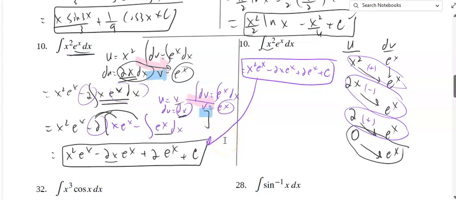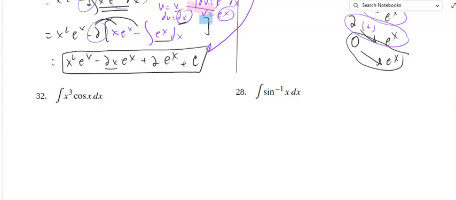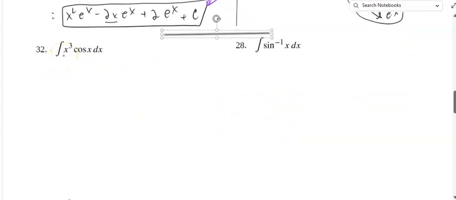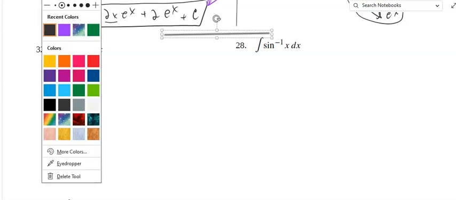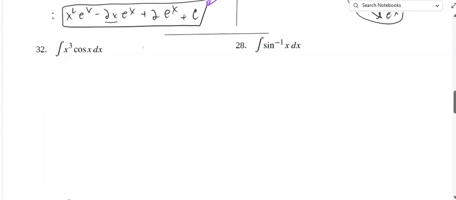Do you notice that on number 32, I would have had to use integration by parts 3 times? I would have let u equal x cubed first, and by taking a derivative I'd get 3x squared. Then I'd let u equal x squared, and by taking a derivative I'd get 2x. And then I'd let u equal x. Instead of that, if you have to do this multiple times, this is the second type of problem. You have to use integration by parts more than once. Use the shortcut.